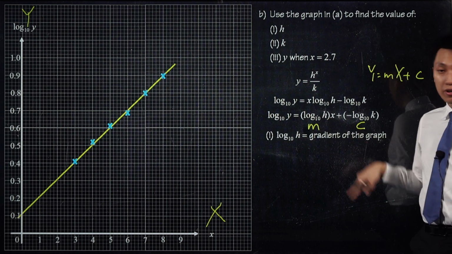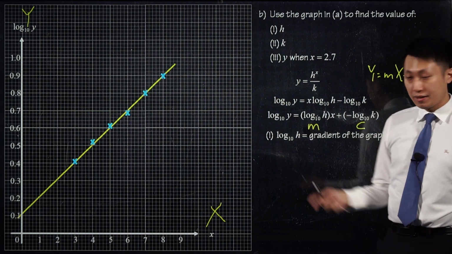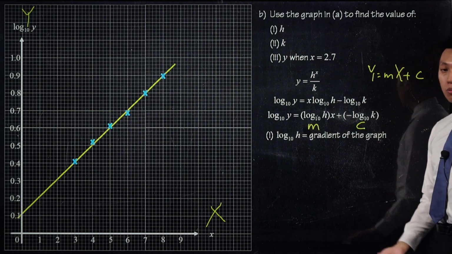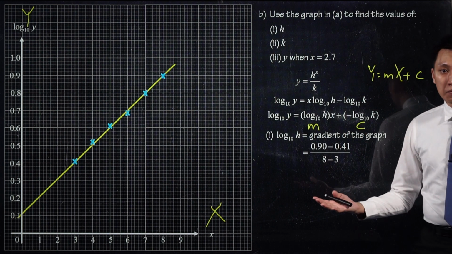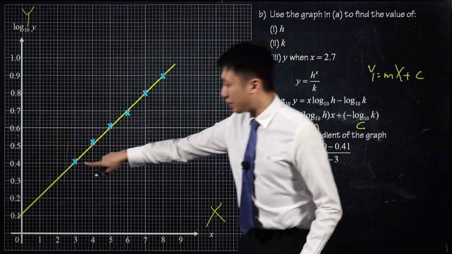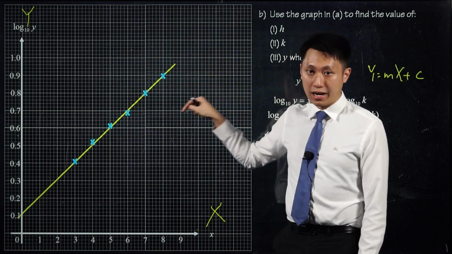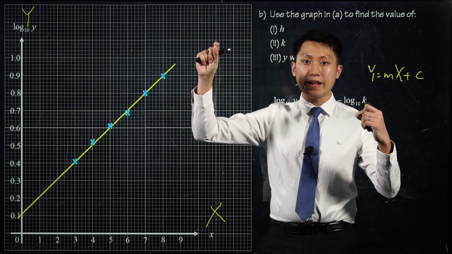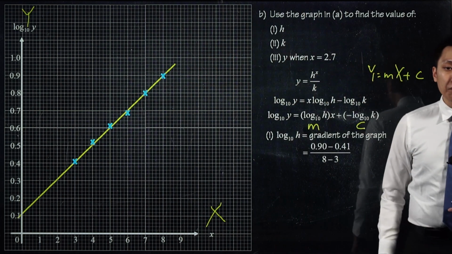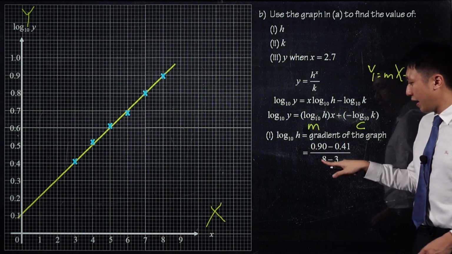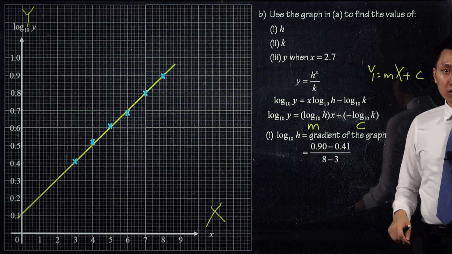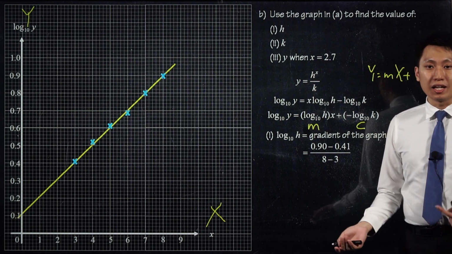So what we can do, we have this log 10 h. This one is our gradient, right? Gradient of the line, gradient of the graph. So we want to find the gradient. How do we find it? Since just now we know that these 2 points are on the line. If you know 2 points on the line, do you know how to find the gradient? Yes, you take y2 minus y1 divided by x2 minus x1. So you would be referring to the table just now.